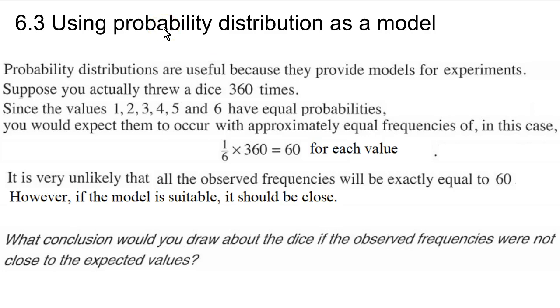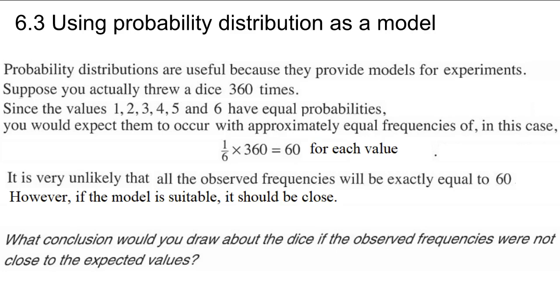All right, a probability distribution is a model. Now, for example, if I throw a dice, you would expect that 1/6 of the time I would get a 1, and 1/6 of the time I would get a 2, and 1/6 of the time I would get a 3, and 1/6 a 4, and 1/6 a 5, and 1/6 I would get a 6. So you would expect that if I threw the dice 360 times, I would get about 60 ones. I would get about 60 twos. I would get about 60 threes, and so on.